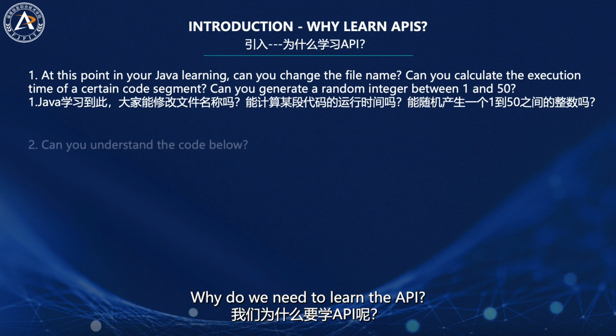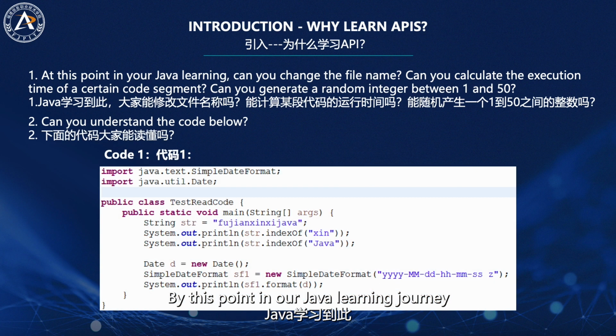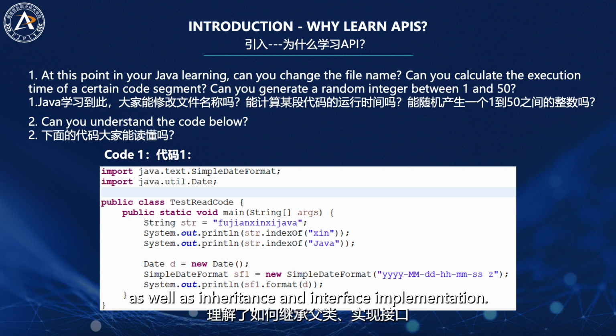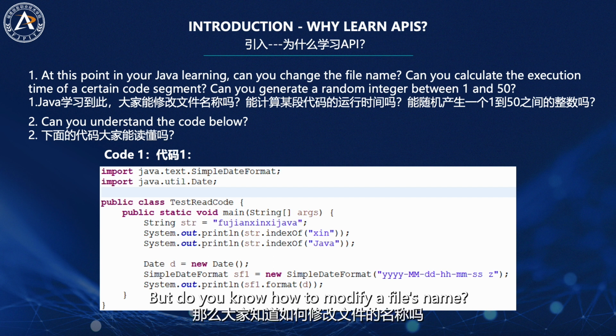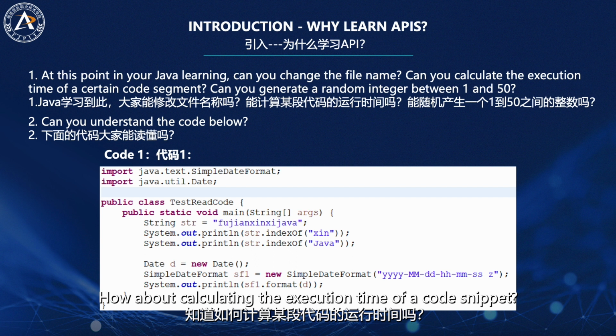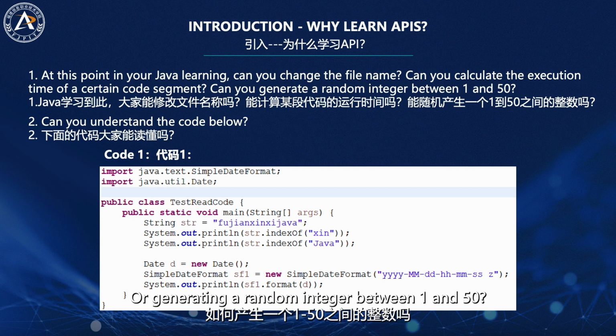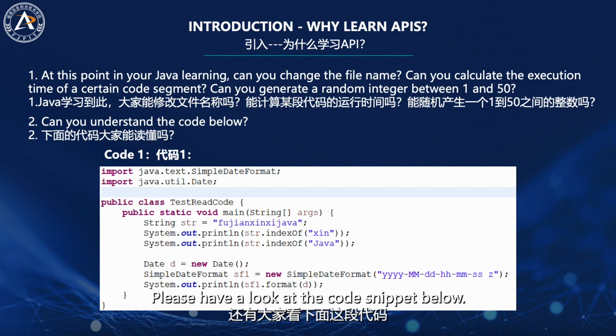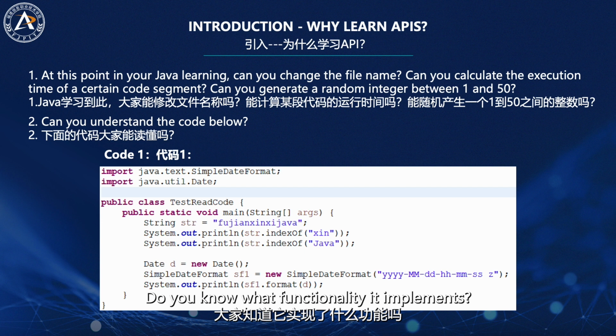Why do we need to learn the API? By this point in our Java learning journey, you may already understand class definitions, object creation, and usage, as well as inheritance and interface implementation. But do you know how to modify a file's name? How about calculating the execution time of a code snippet, or generating a random integer between 1 and 50? Please have a look at the code snippet below. Do you know what functionality it implements?